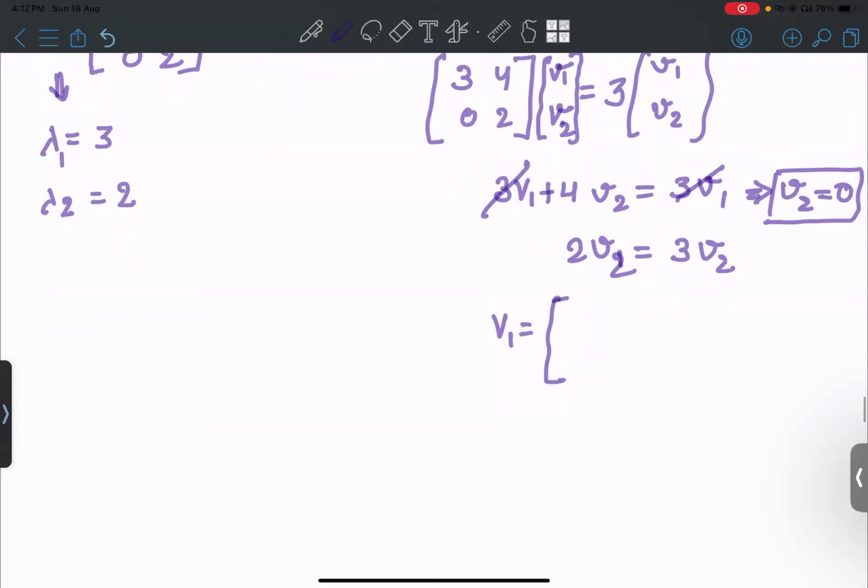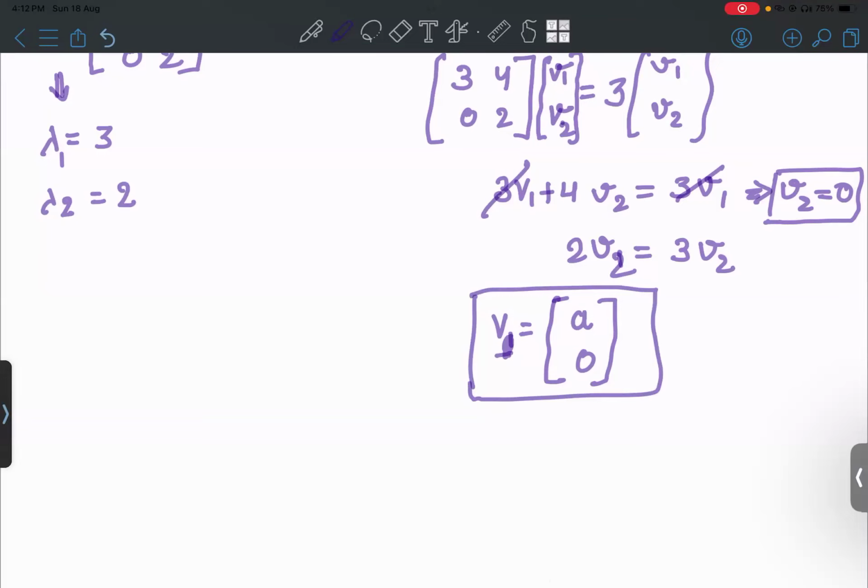From V1 we will get V2 is 0, and any value of A in place of V1 will lead to an eigenvector. This is my eigenvector V corresponding to lambda 1. Any scalar multiple of this will be an eigenvector, so I can remove this A, which is an arbitrary number. I can write this as 1, 0. This is my normalized eigenvector.